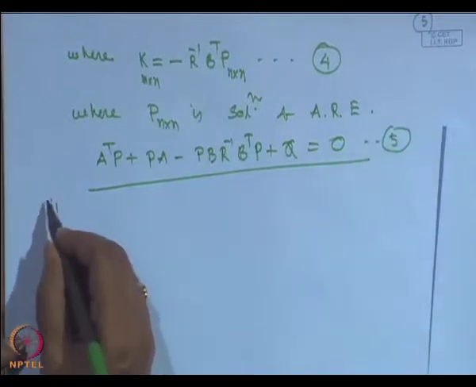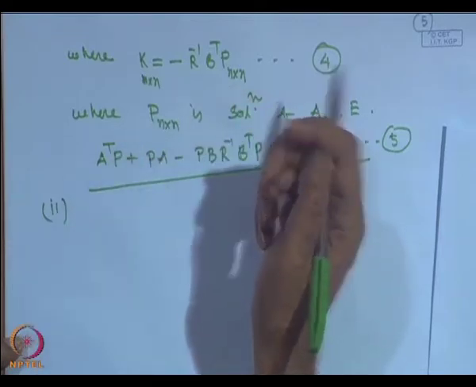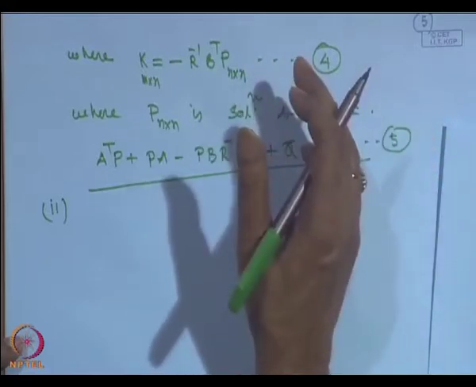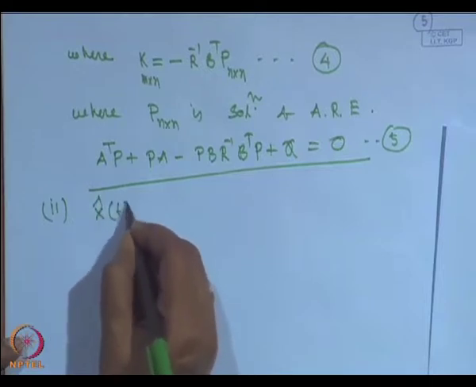Next, once we design K, I cannot implement u of t unless we estimate the states, because our system equations are corrupted with noise of known statistics. That means the noises are zero mean white Gaussian processes, and some other assumptions we also made. So, now next is how to estimate x of t.